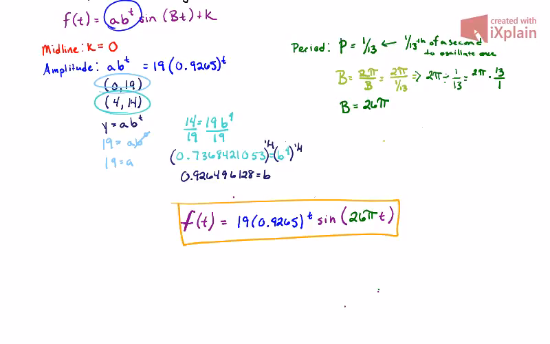But here is our function that's modeling the change in amplitude as the spring continues to bounce after being released over time. I hope that this explanation was helpful.